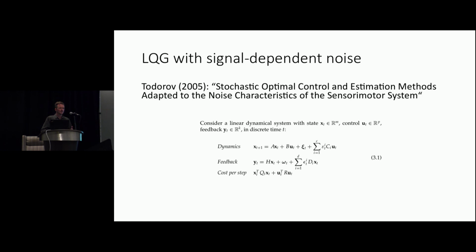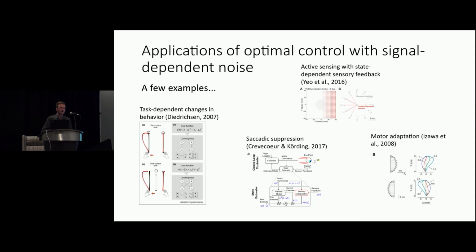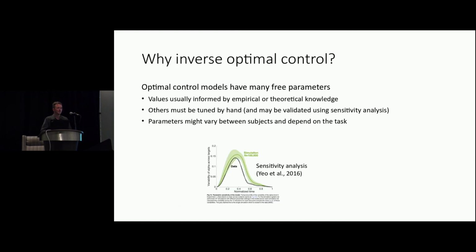So Todorov extended this LQG model to account for signal-dependent noise. We have action-dependent noise in the dynamics, and we have state-dependent noise in the observation model to account for Weber-Fechner phenomena. These optimal control models with signal-dependent noise have been widely used in the sensorimotor control literature to model things like motor adaptation, active sensing with state-dependent sensory feedback, saccadic suppression, and task-dependent changes in behavior depending on the cost function. Again, just to motivate inverse optimal control, all of these models have many free parameters, and these values are usually informed by empirical or theoretical knowledge about the uncertainties in the system. But some of these other parameters, like these cost parameters, must be tuned by hand.